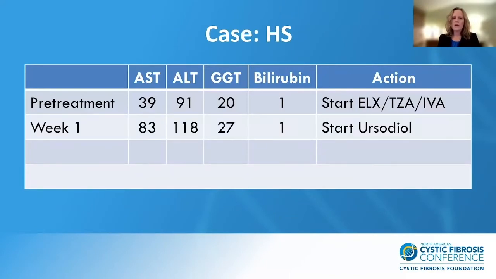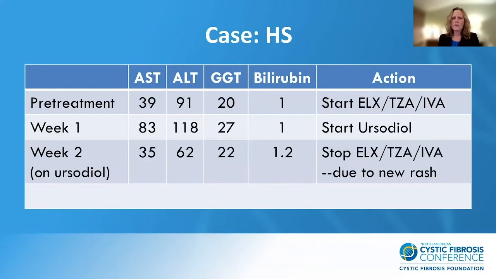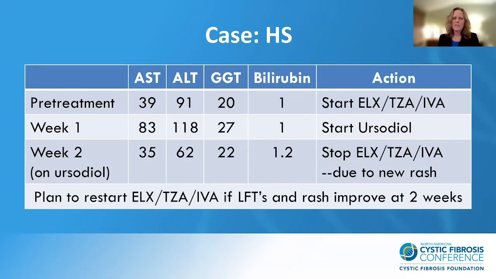At 1 week, she did have a slight bump and her GGT increased slightly, so ursodiol was started. Repeat labs showed that she had responded to the ursodiol, or perhaps even to the Elex-Tez-Iva. But unfortunately, we needed to stop because she had developed a new migratory rash. Our plan was to restart Elex-Tez-Iva if her LFTs remained stable and her rash improved. This did occur, and I unfortunately don't have an update because that just happened.